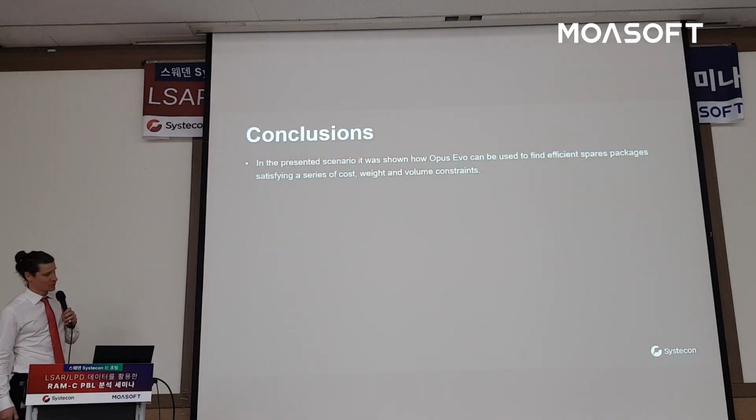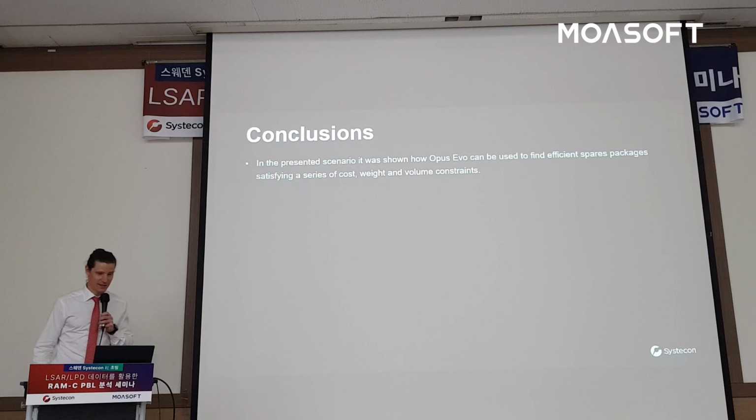Perfect. So conclusions from this is that in this scenario, we could show how OPUS Evo was used to efficiently find out spare packages that satisfy not only cost effectiveness, but also a series of other constraints, not just the cost, but also the weight and the volumes.